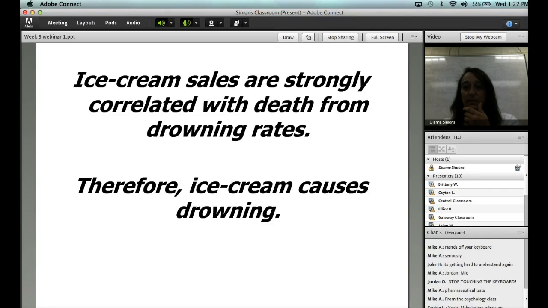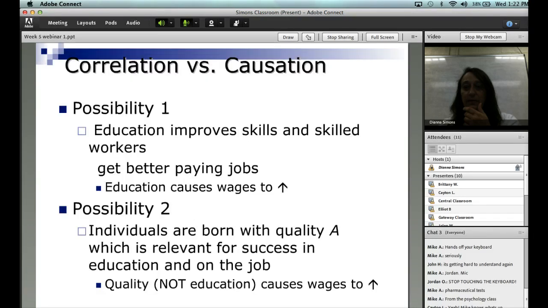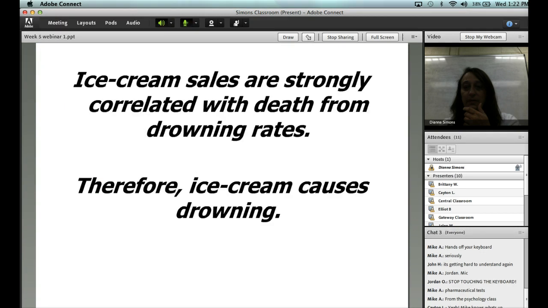Therefore, ice cream sales. If someone says ice cream sales are strongly correlated with deaths from drowning, well, if you think about it, there's a lot of ice cream that gets sold on the beaches, right? Or gets sold when you go to swimming pools. I see what you did there.